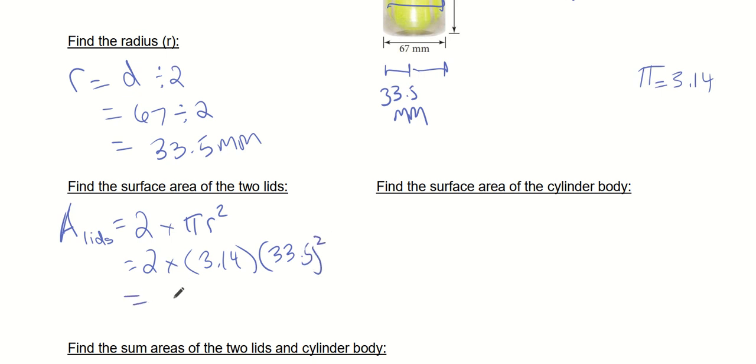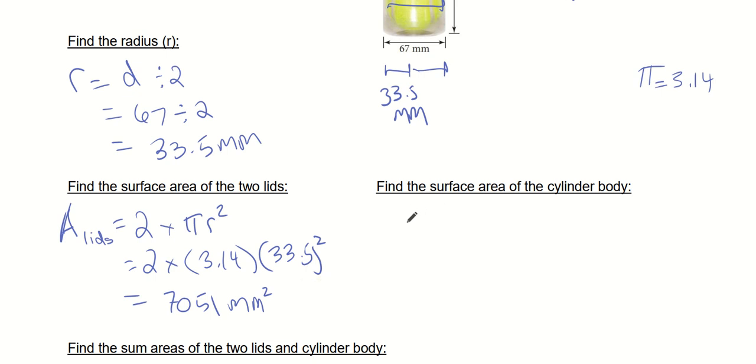We'll drop our numbers in, and we should get 7,051 milliliters squared. Again, it's milliliters squared because it's area. Okay, so let's do the next one right beside right here.